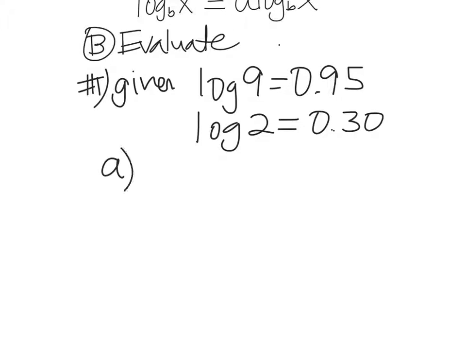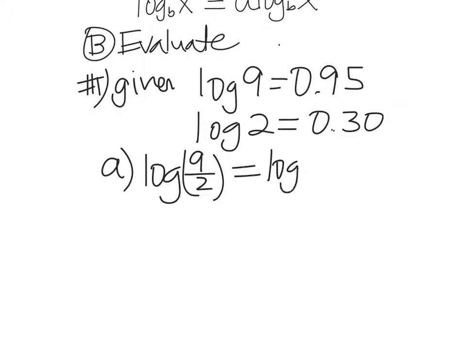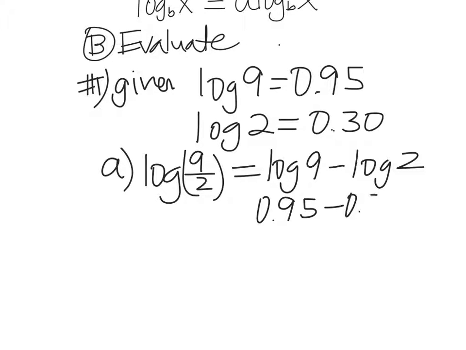Here's what you do. I want you to tell me what the log of 9 halves is. So you're going to use your properties. We're going to split this up into something that we have. If I have log of 9 over 2, this is the log of 9 minus log of 2. And log of 9 has been given to you as 0.95, and log of 2 as 0.30. And 0.95 minus 0.30 is 0.65. That's it. No calculator, no nothing.